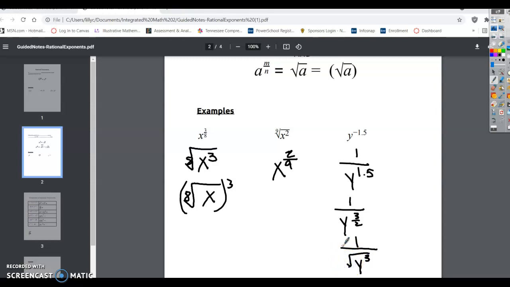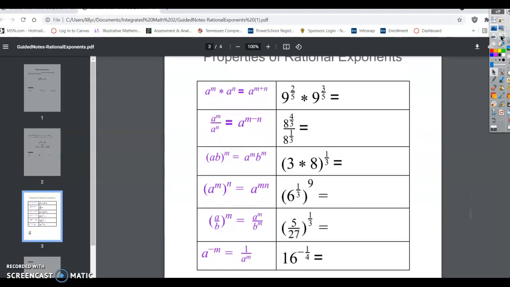All right, and then sometimes you have to rationalize your denominator. Since you have an irrational number there, you would probably have to rationalize that. But since we don't know what y is, it's just a variable just for practice, we're going to leave it for now.